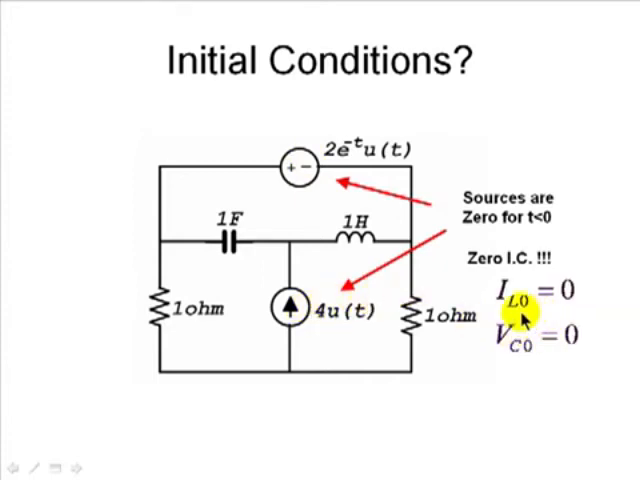What does it mean? It means that IL naught, the initial current in the inductor, was 0, and VC naught, the initial voltage in this capacitor, was 0. When we draw that circuit in the Laplace domain, the initial condition sources will not be there. They are at 0.